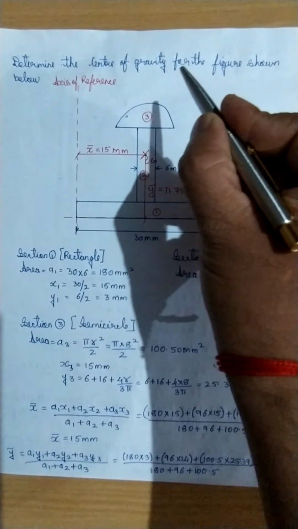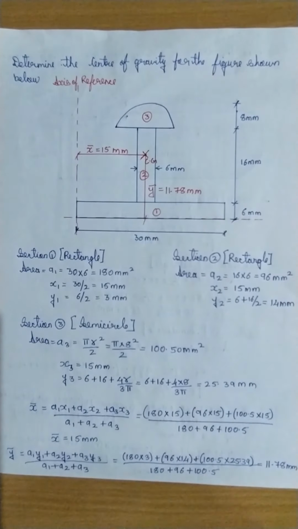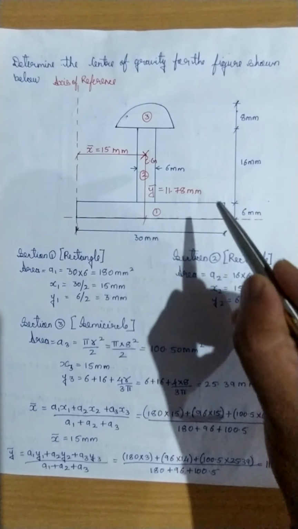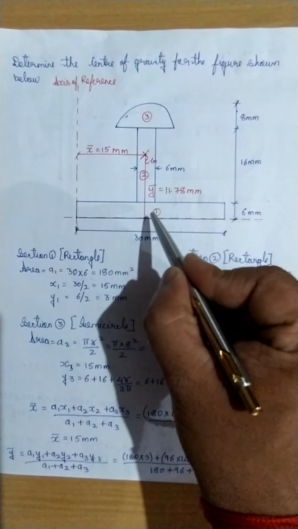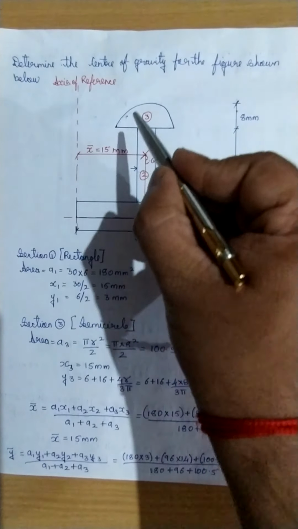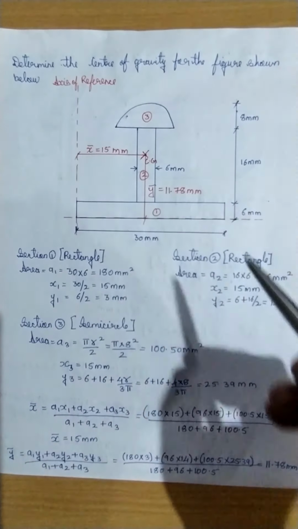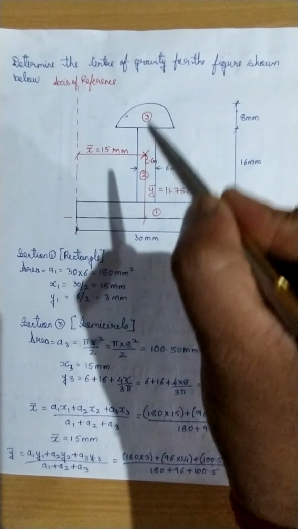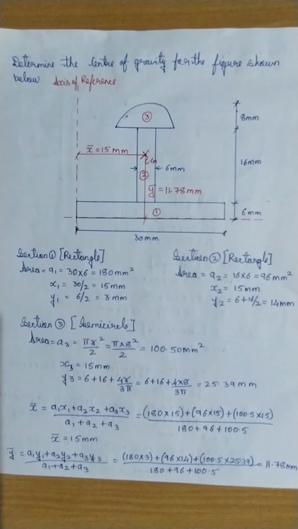Determine the center of gravity for the figure shown below. So this is the figure. Now what we have done is we have converted this into sections. I have taken this as the first rectangular section, this portion as a second rectangular section, and this as a semicircular section. So I divided this whole numerical into 3 geometries, 1, 2 and 3, wherein 1 and 2 are rectangles and the third is a semicircle.